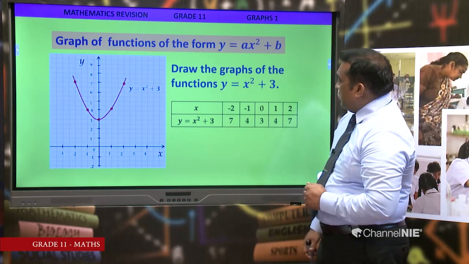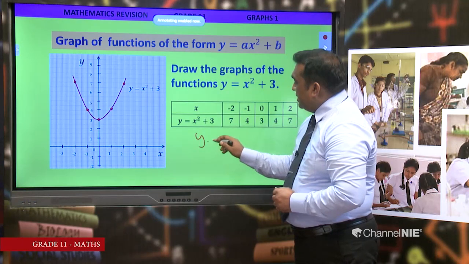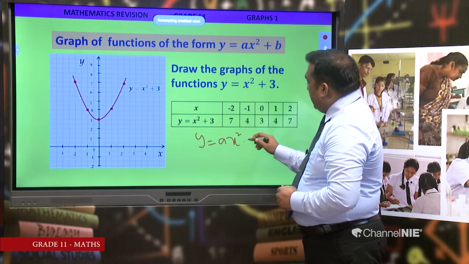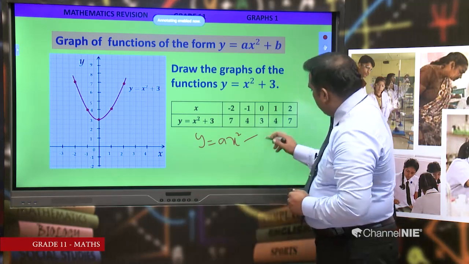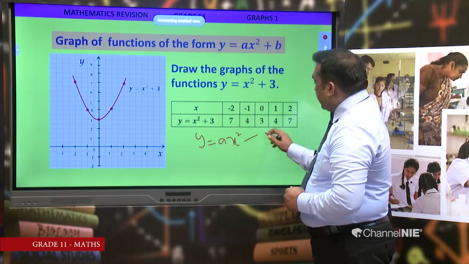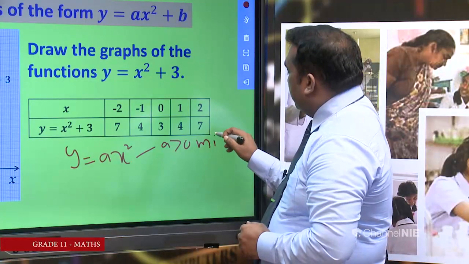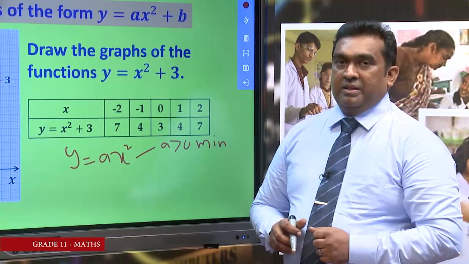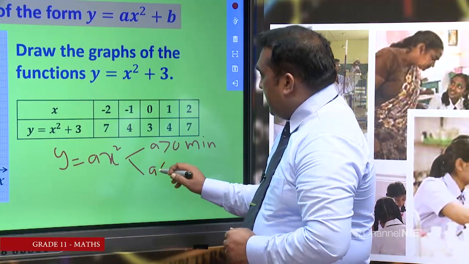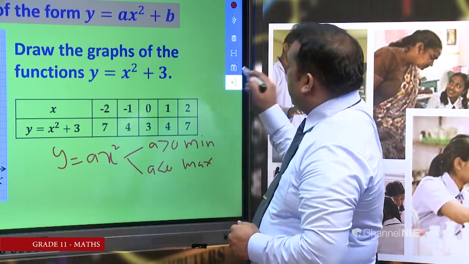Now there is a special case here, y equals ax squared. If a equals 0, we do not define the curve. A greater than 0 means what? It is a minimum curve. Remember it, minimum curve. A less than 0, maximum. Minimum and maximum.